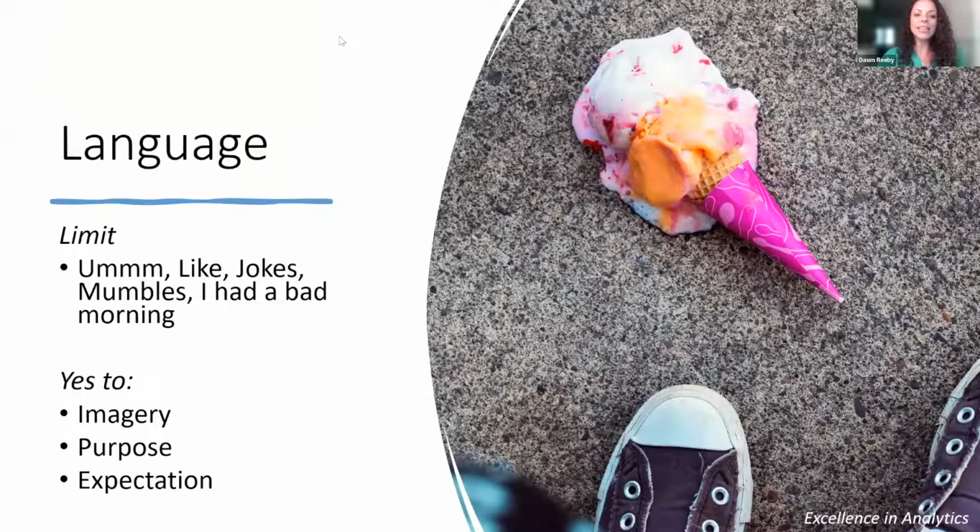All right, so language. We all know this, and I'm just going to say this because it's something we really want to pay attention to. Limit your "like." Limit your jokes. Limit your jokes, for the love of goodness. Limit your jokes, right? Mumbles, it can be very easy to mumble. Limit your mumbles, right?